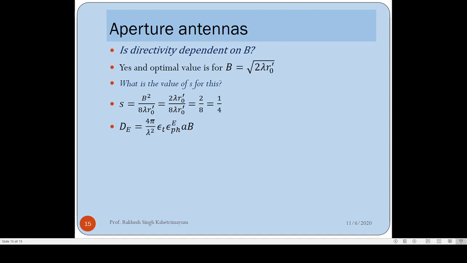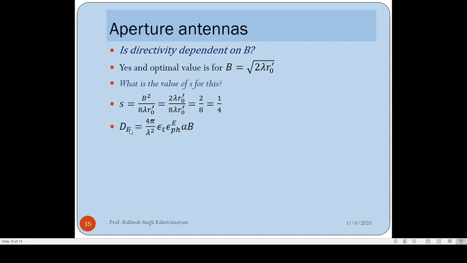So you can plot the directivity of the horn antenna for different values of B, and it has been found that the optimal value, like that of the E-plane sectoral horn antenna, for capital B turns out to be square root of 2 lambda r naught dash. For this particular optimal value of capital B, we can find out the value of s. S turns out to be 1 by 4.